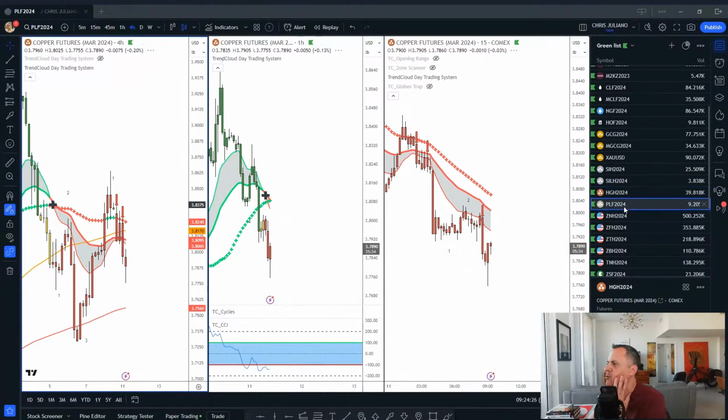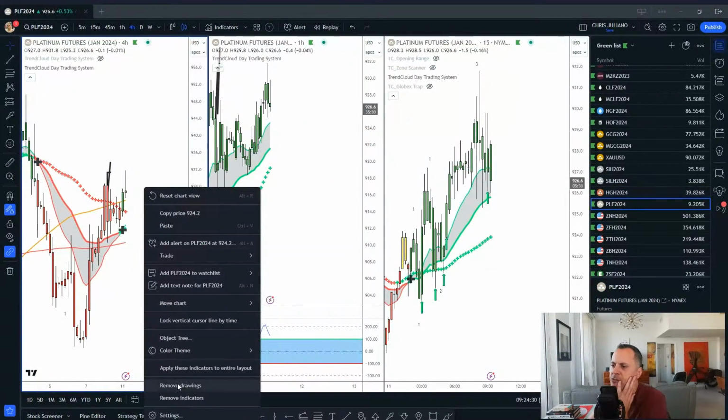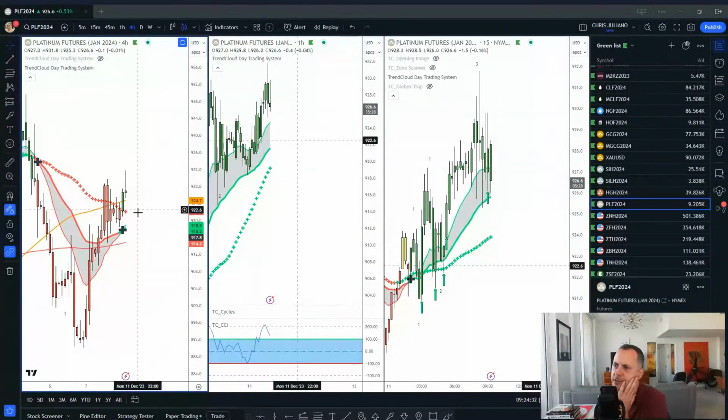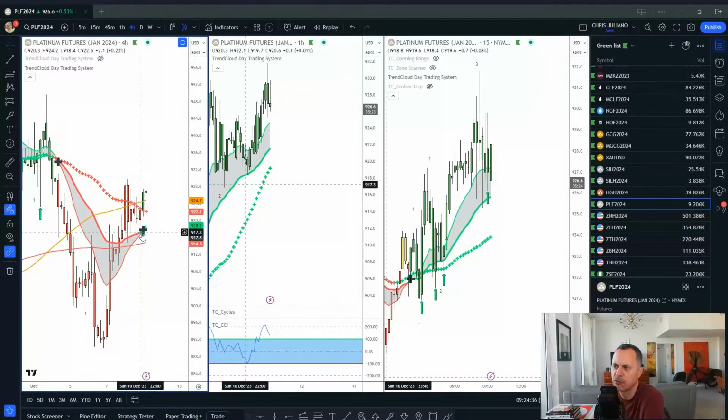Okay, let's go over to platinum. Platinum looks like it's just crossing above the TrendCloud. We've got the TrendCloud crossover right here. That's just forming. That's great. We love that. We broke through structure here. See that?